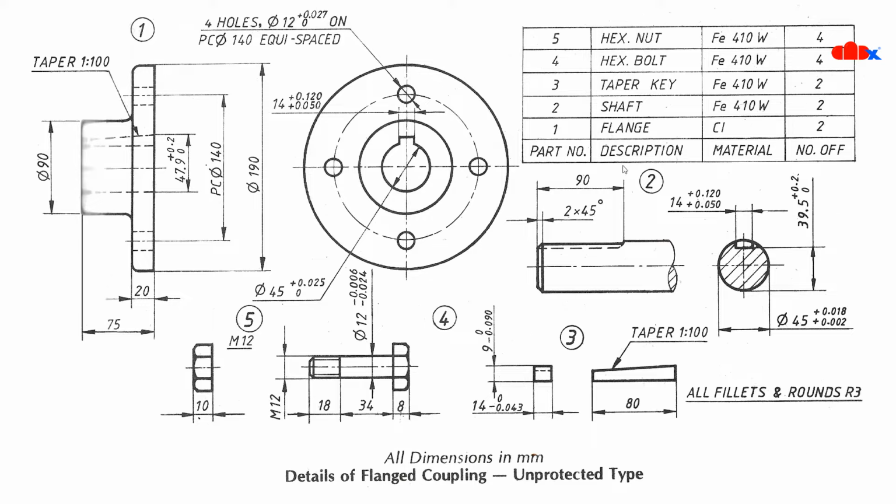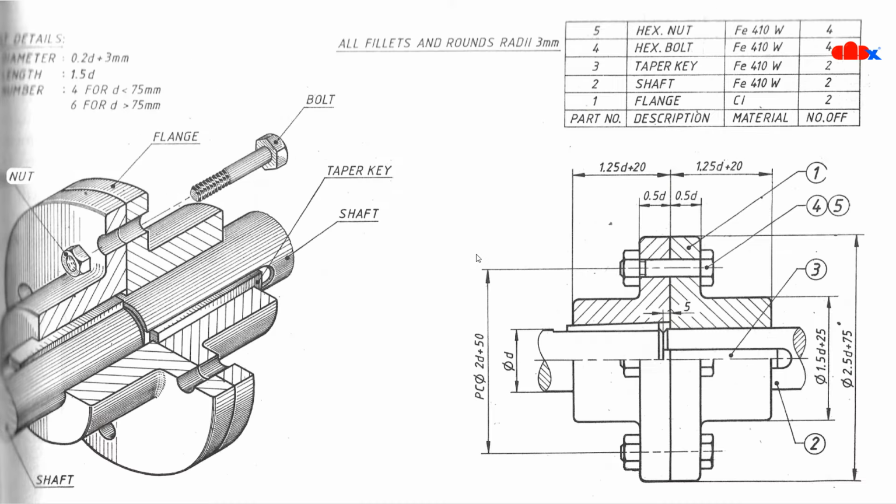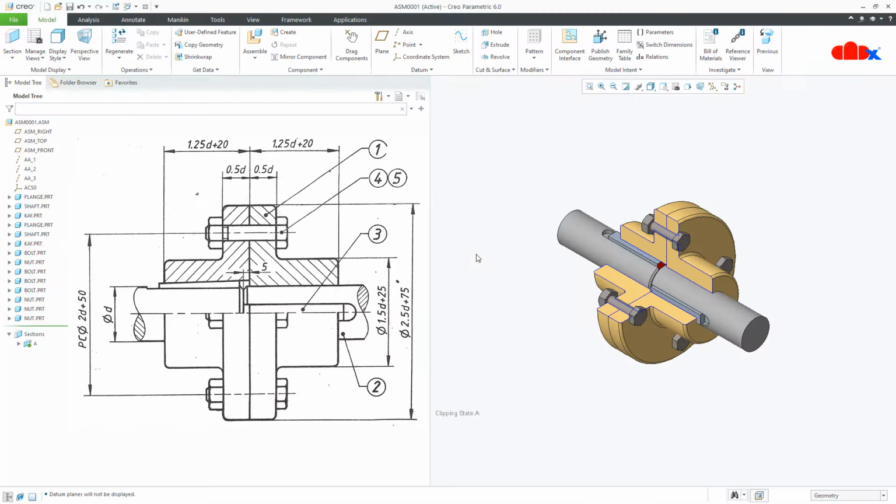If you see this table, there are three machining parts: flange, shaft and taper key, and we have two purchase parts: hexagonal bolt and hexagonal nut. So first I will complete all these parts one by one, and then I will assemble them to complete the assembly. So let's start from the beginning.